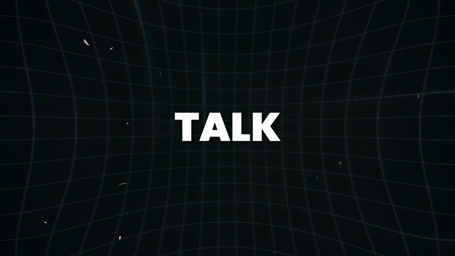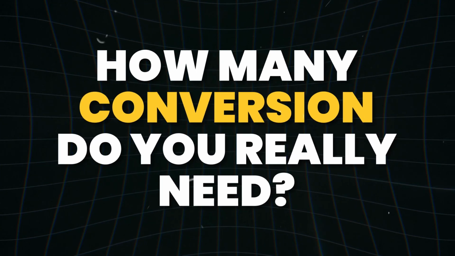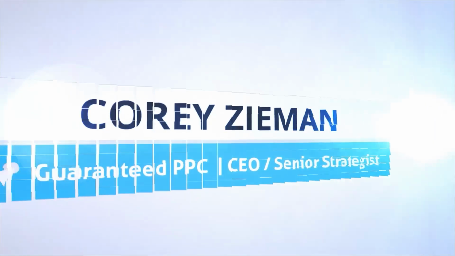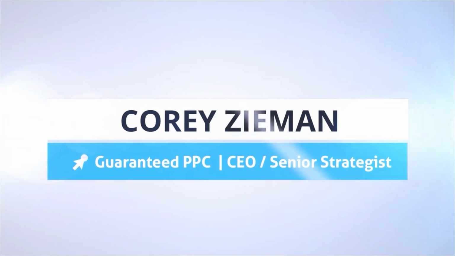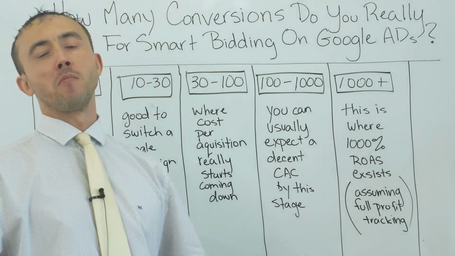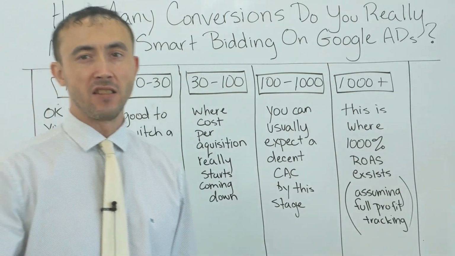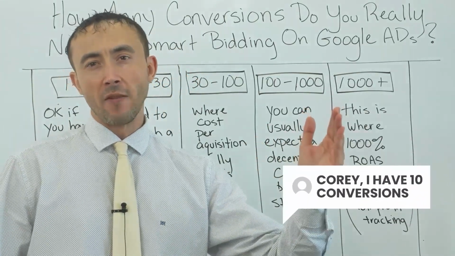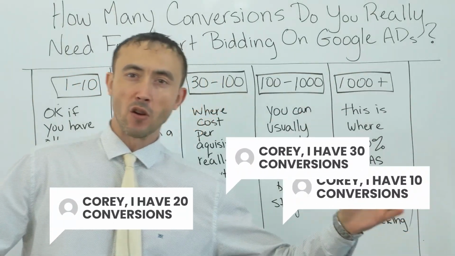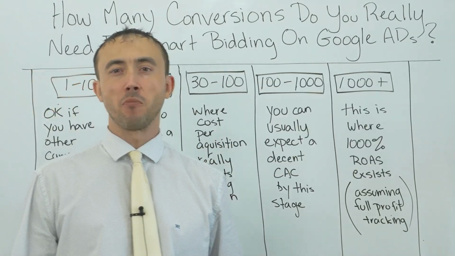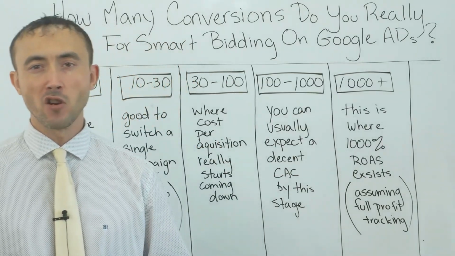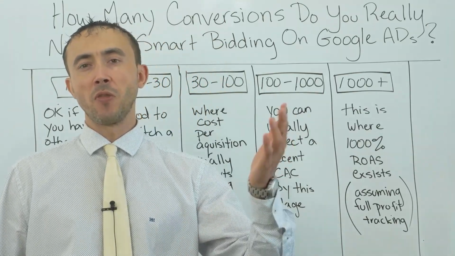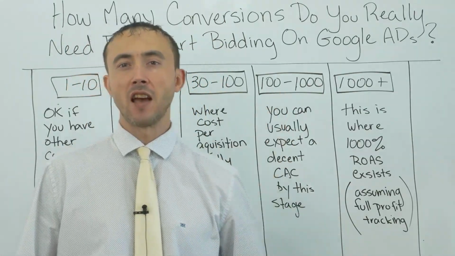Today's video, we're going to talk about how many conversions you really need for smart bidding on Google Ads. This is one of the most common questions I get from you guys in the comment section of these videos: Corey, I have 10 conversions, I have 20, I have 30 conversions. Can I switch over to smart bidding at this point in time? That is maximize conversions or maximize conversion value bidding strategies, with or without target CPA or target ROAS added.